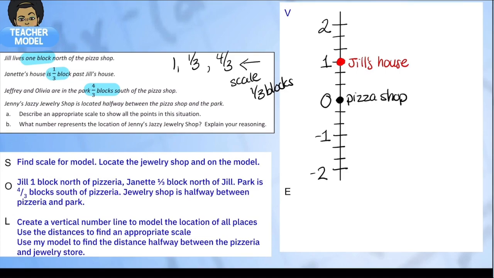Next, we have Jeanette, who is 1/3 block past Jill's. So if I get to Jill, I have to go 1/3 past it. So that's further north. So here's Jeanette's.